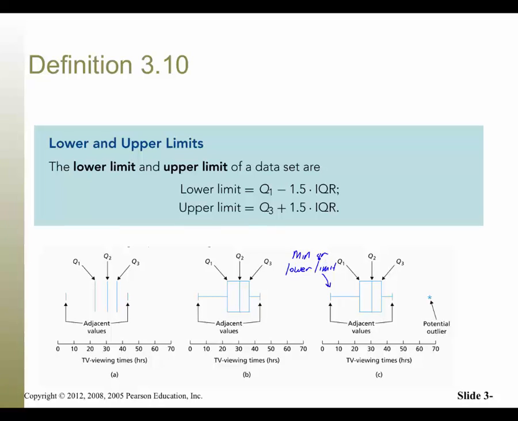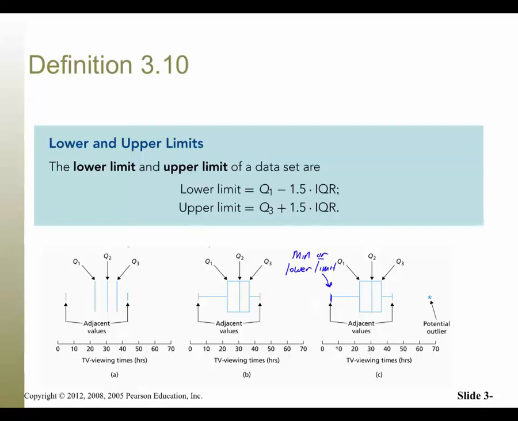How do you know which one it is? Well, whatever's greater, okay? So you find this lower limit. If all the data is greater than that, then that's what you put for the end of your whisker. But if you find that lower limit and there's another data value or two outside here, those are potential outliers, and you use the lower limit to be the end of the whisker.